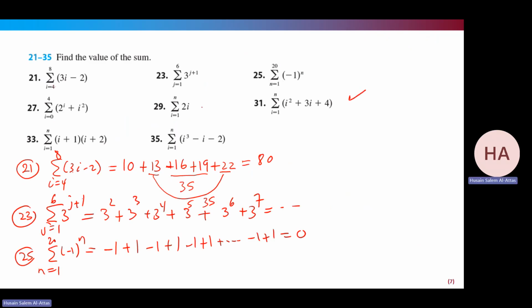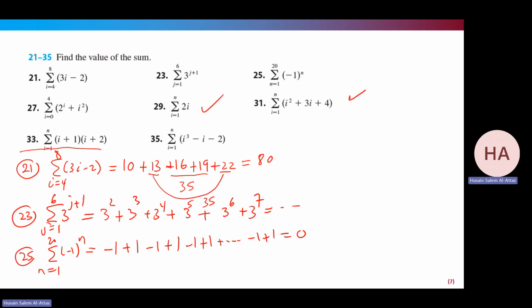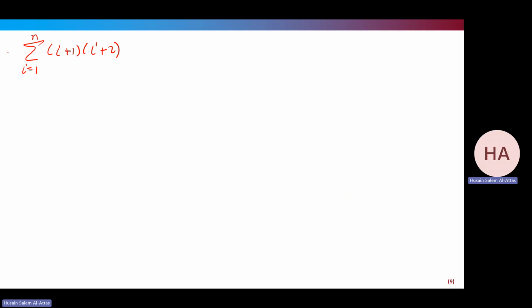We did this one. Now let me do this one. Summation i equals 1 to n of i plus 1 times i plus 2. What was the problem? 33.